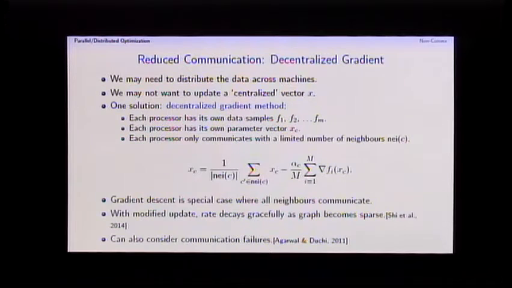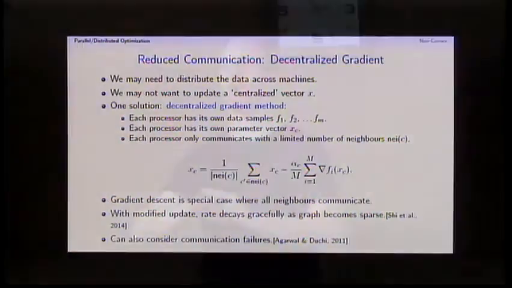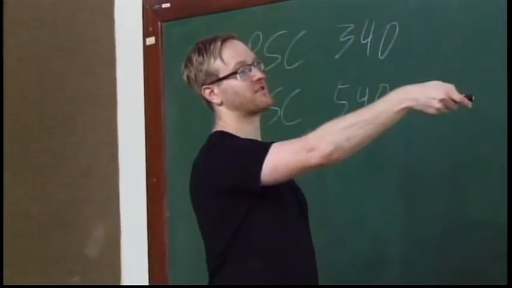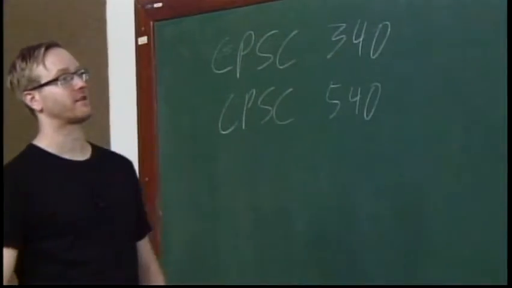So we imagine two steps here. In each step, everybody sends the x to their neighbors in the graph. Then each node averages the values of its neighbors, and then it takes a gradient descent step. And now you go back to the first step where you broadcast to all your neighbors, and they're going to take the average and take another gradient descent step. So gradient descent is roughly a special case when all the neighbors communicate with each other.